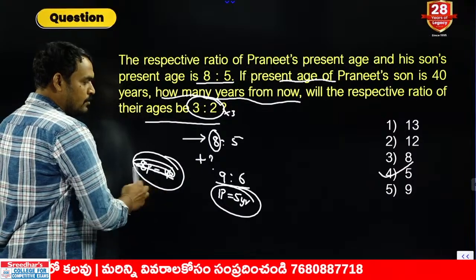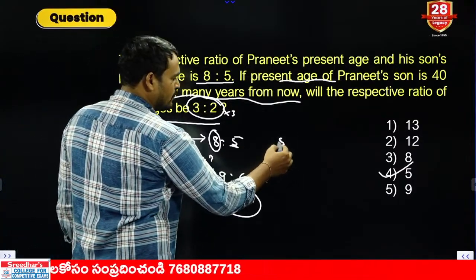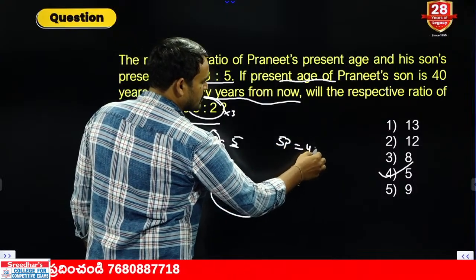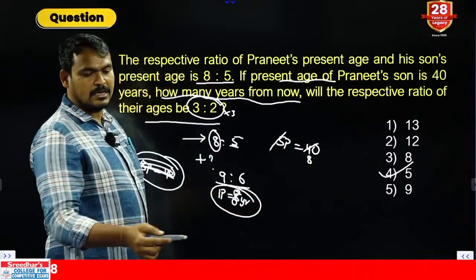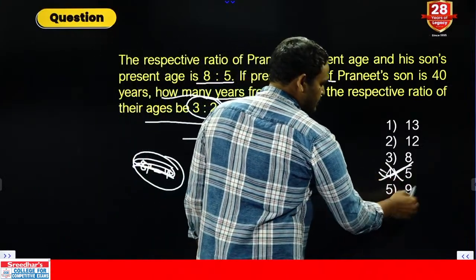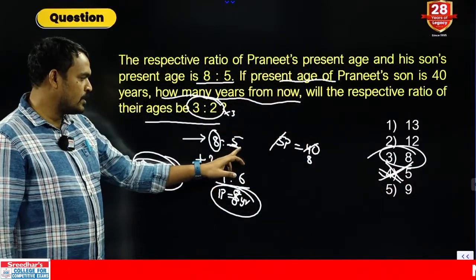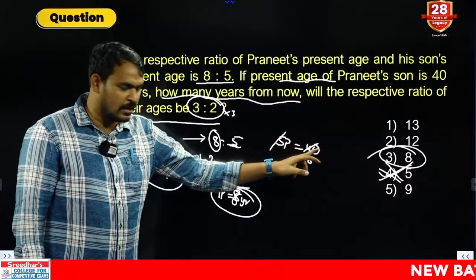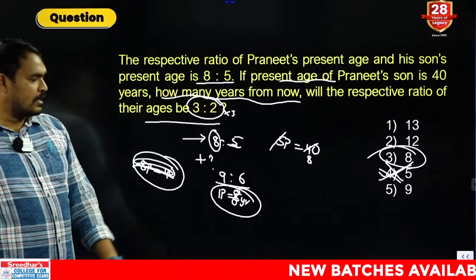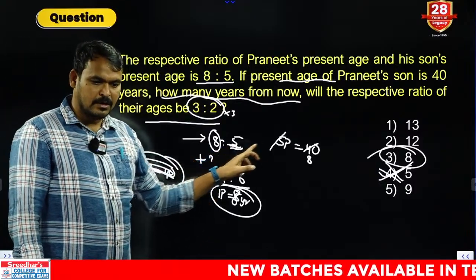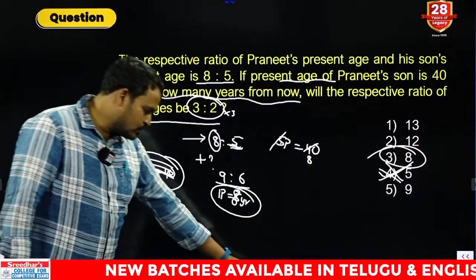The 8 parts value is already given, how much? Present age of Pranith's son or Pranith? Pranith's son. Sorry, Pranith's son means how many parts? 5 parts. 5 parts is how many years? 40. What is the 1 part value? 8 years. Sorry, the answer is 8 years, not 5 years. It is Pranith's son, not Pranith. Pranith's son is 5 parts, and 5 parts are 40. What is the 1 part value? 8 years. Next question.